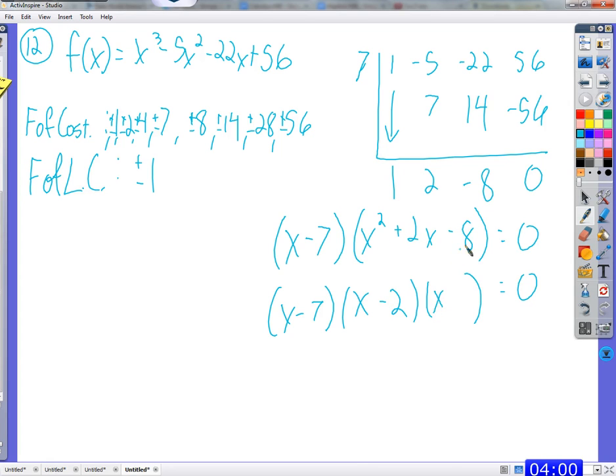Which means that the other one would have to only get a negative 8 here. Plus 4. See if that works. Negative 2 times 4 is negative 8. Negative 2 plus 4 is positive 2. We set each of these equal to 0, because if you multiply a bunch of stuff together and get 0, then one of them has to be equal to 0. That gives us 7. This one gives us a 2. This one gives us a negative 4.